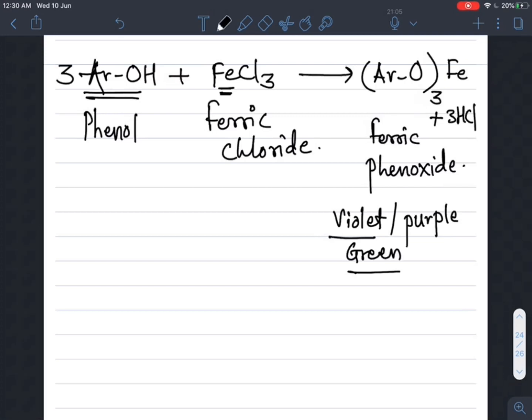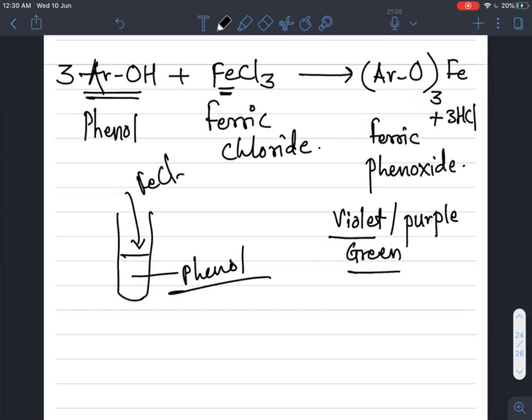So for this test, suppose this is the test tube, and in this test tube we take phenol, ArOH, and if we add aqueous neutral FeCl3, ferric chloride, then here we get the colored solution, either a purple, violet or a green colored solution is formed, and we can identify the presence of the phenol.